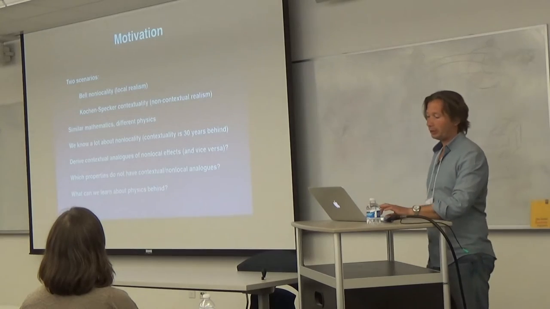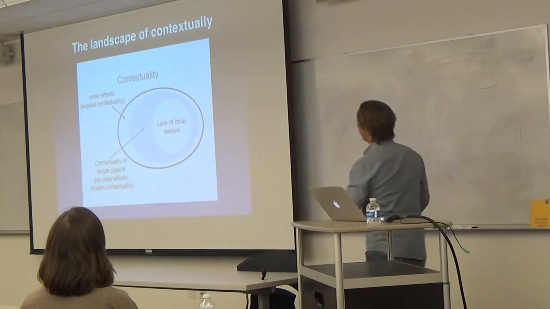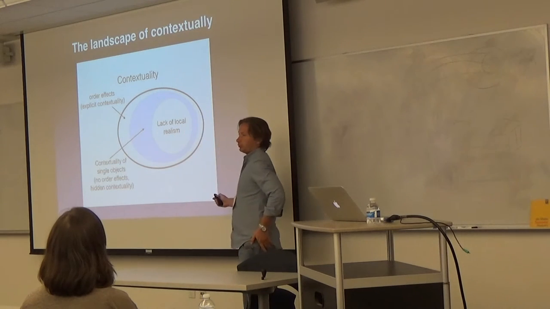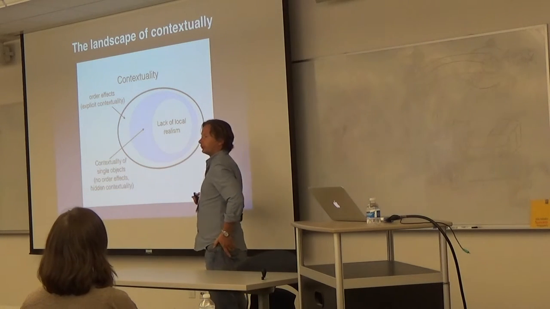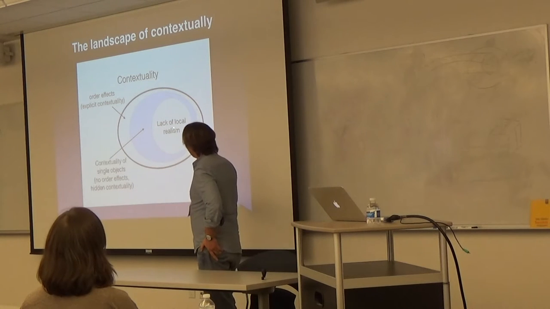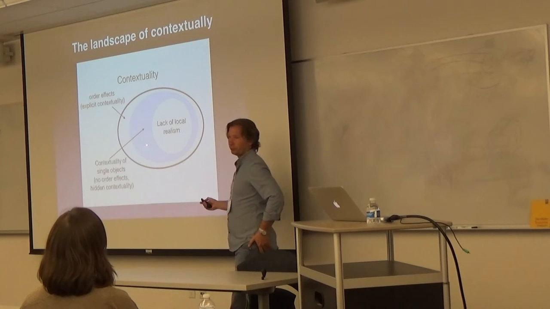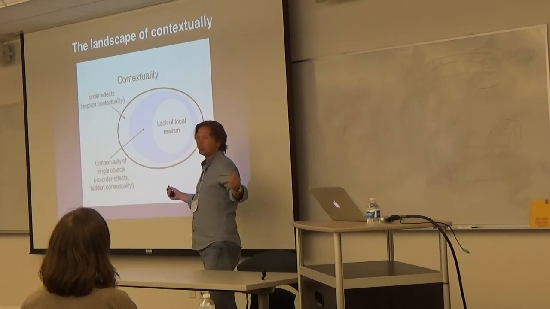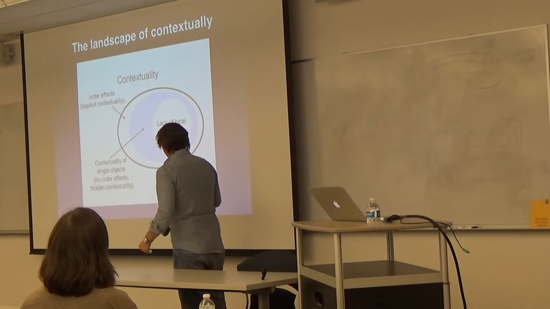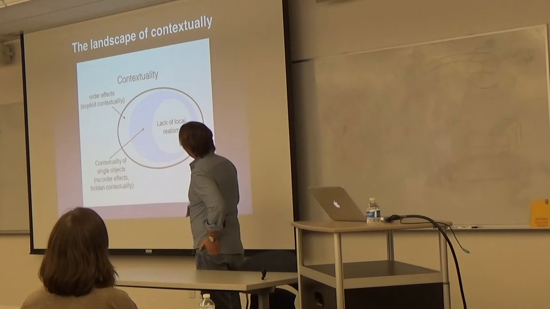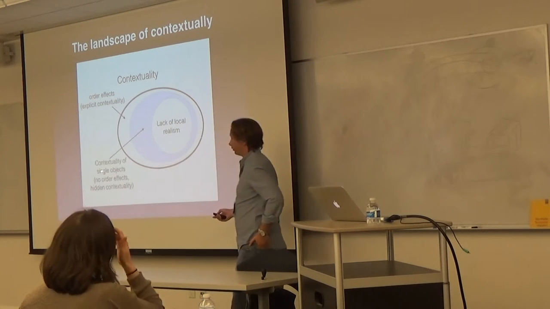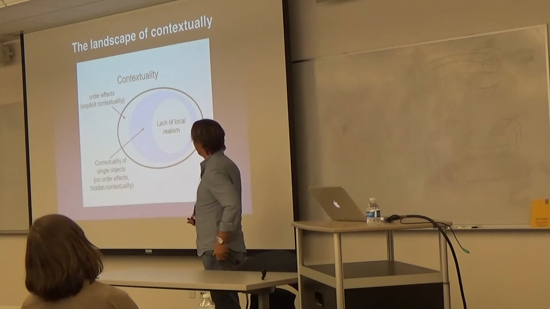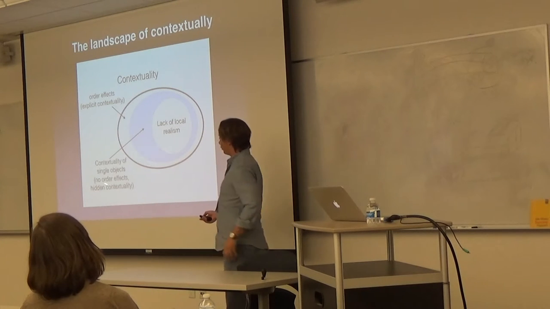First, let me introduce the simplified landscape of contextuality. We have the lack of local realism, which is commonly known as non-locality. Non-locality is a special type of contextuality: contextuality done on a spatially separated system. But this gray area is another special type of contextuality, and I'm going to focus on this type in my talk. Namely, the contextuality of single objects, but with no other effects.